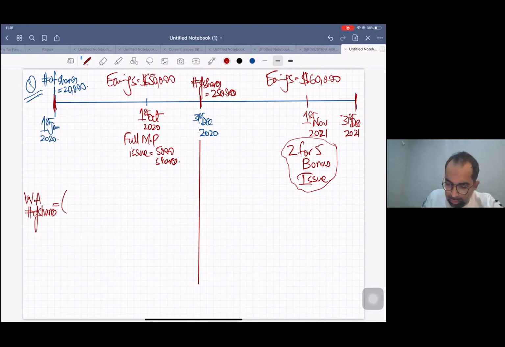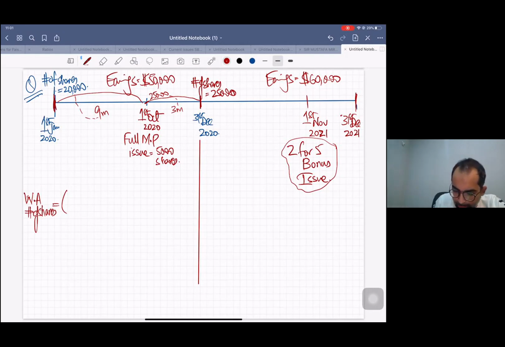Now, from 1st January to 1st October, the first 9 months, the outstanding shares are 20,000, and then we issued new 5,000. So 20 plus 5 is 25. In the last 3 months, 25,000 shares are outstanding.